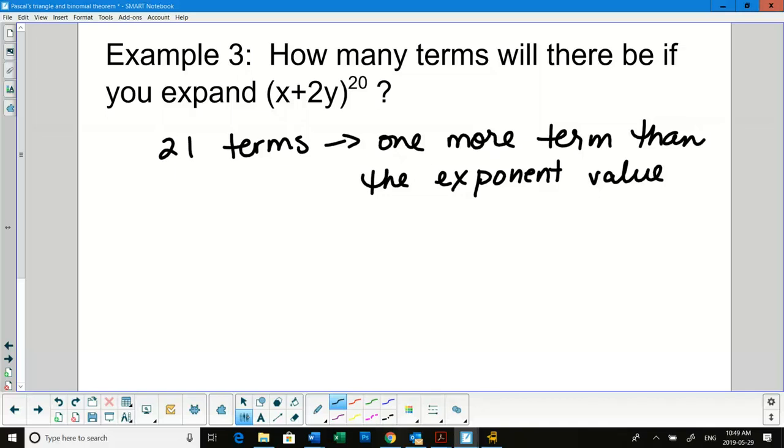Okay? If I see that these terms don't have any common variables, then I won't be able to add any like terms at the end anyways. So when I have an x and a y, I know for sure that there'll be 21 terms and I won't be able to add any of them at the end.